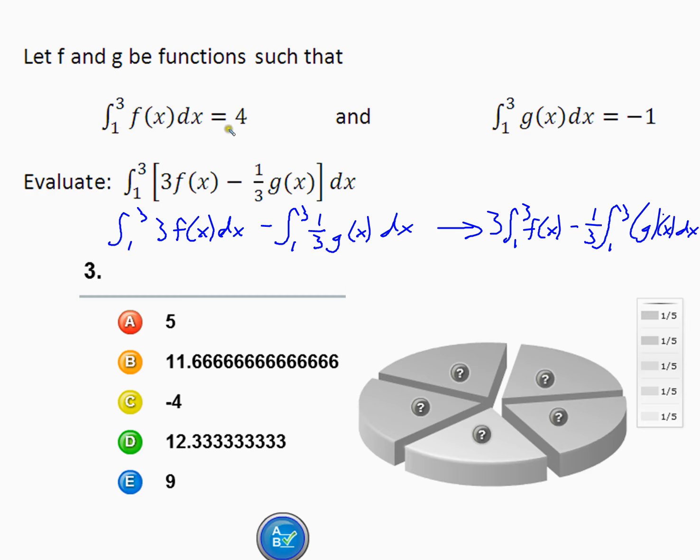From 1 to 3 of f of x is 4, so really we have a 3 times a 4 minus a 1/3 times a negative 1. And so this is 12 plus 1/3, which is 12 and 1/3, so our answer there would be 9. I mean D. I don't know why I said 9. 12 plus 1/3 is 12 and 1/3, which is 12.3 continuing. I couldn't put fractions in here, that's why I put it as a continuing decimal.